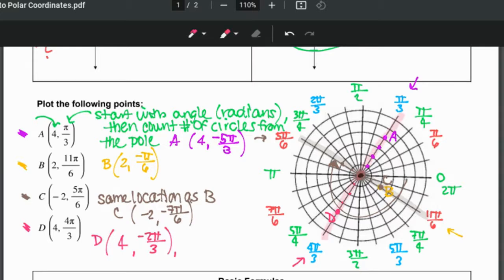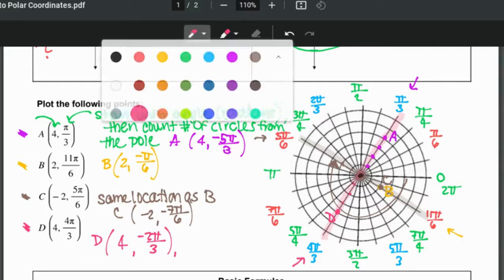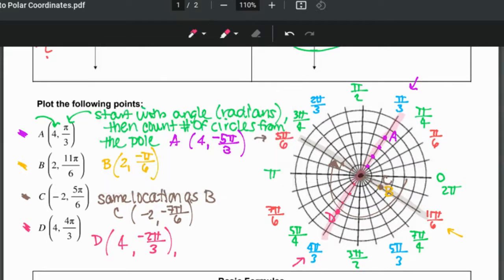The other thing we could have done is I've highlighted that line in pink, and we could have been on the other side of the line and then crossed over with a negative radius. So to get to that other side of the line, we could have been at pi over 3 and then had a negative 4 as a radius, or we could have also gone negative 5 pi over 3 and then gone with a negative 4 radius, and it would end up in the same location as D. So what you're going to see is that there's going to be multiple answers for a single location or point on the polar plane. Let's go back to point A.